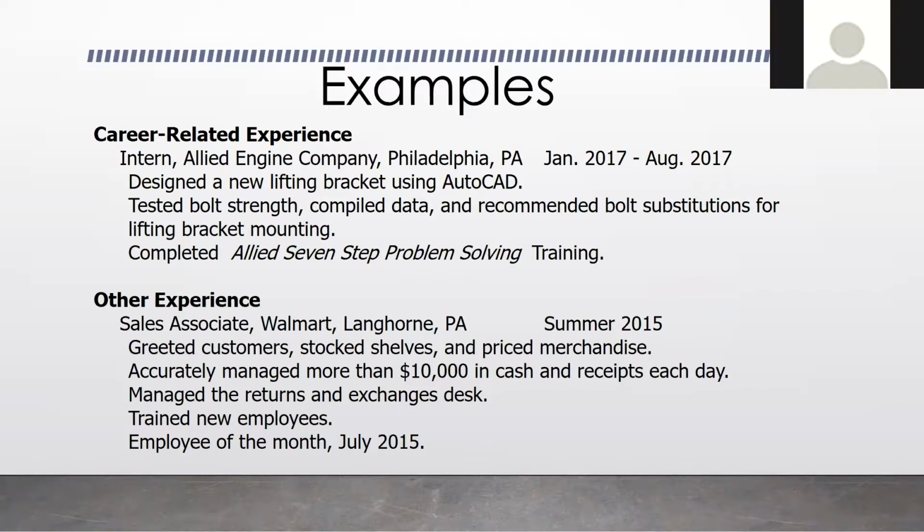And look at the bottom example on this slide here, and notice that they started out by saying, "I greeted customers, I stocked shelves, and I priced merchandise." And then the second sentence is, "Accurately managed more than $10,000 in cash and receipts each day." Which should have come first? The second sentence is much more impressive than the first one.